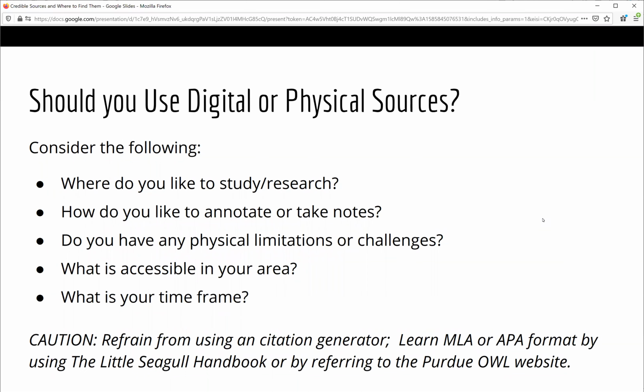Now here's an interesting question. Should you use digital or physical sources? This means, should you rely on online sources, or should you locate and use physical books and journals, things you can touch? This is really a matter of preference and access.